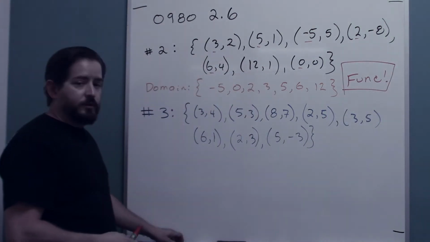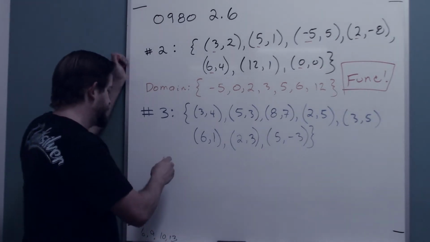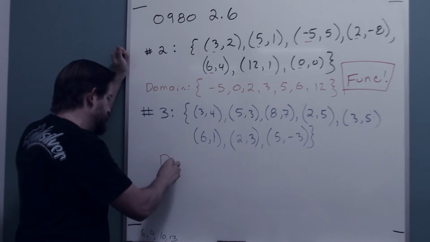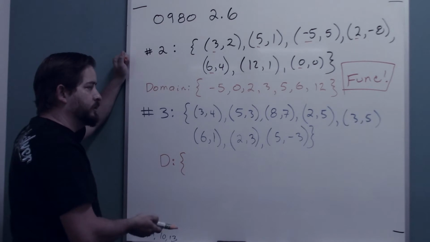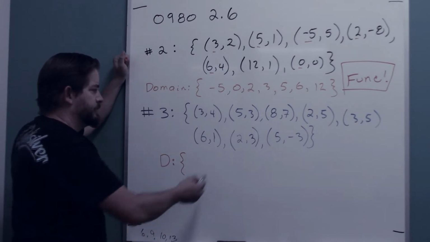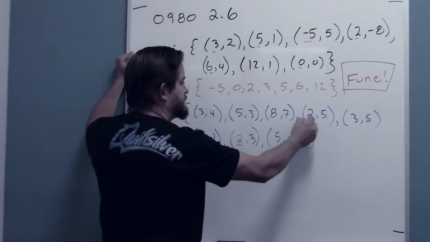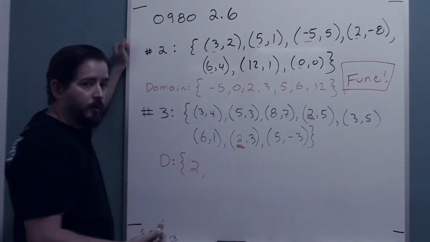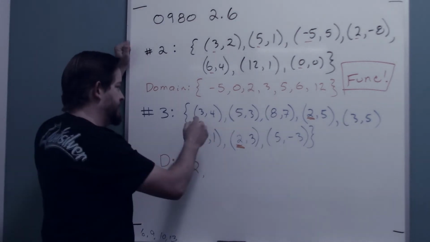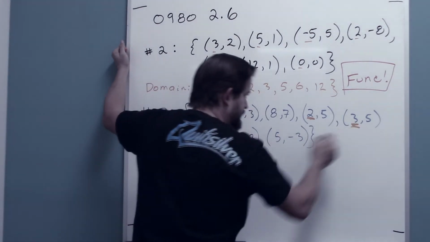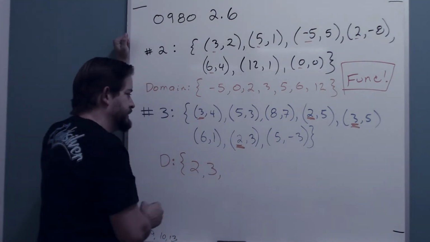As opposed to number 3, let's take a look at it. If I write my domain, the domain is a set of x values, and again I'm going to go in ascending order, so I'll look for the smallest one. Looks like my smallest one is a 2, and what do you know, that 2 appears twice, so ding ding ding, I probably have an issue. We'll come back to that. But 3, ding ding ding, 3 appears twice, double issue. But it's still part of the domain, so I'll list it.